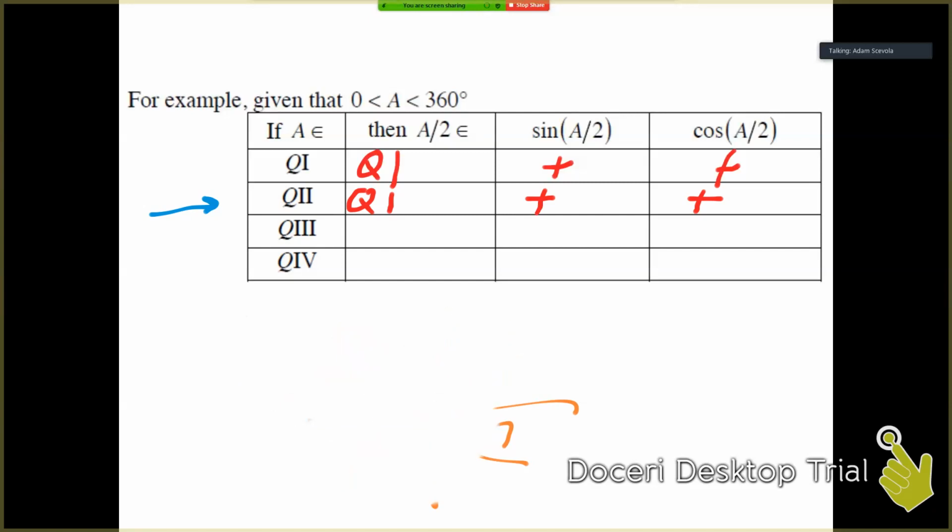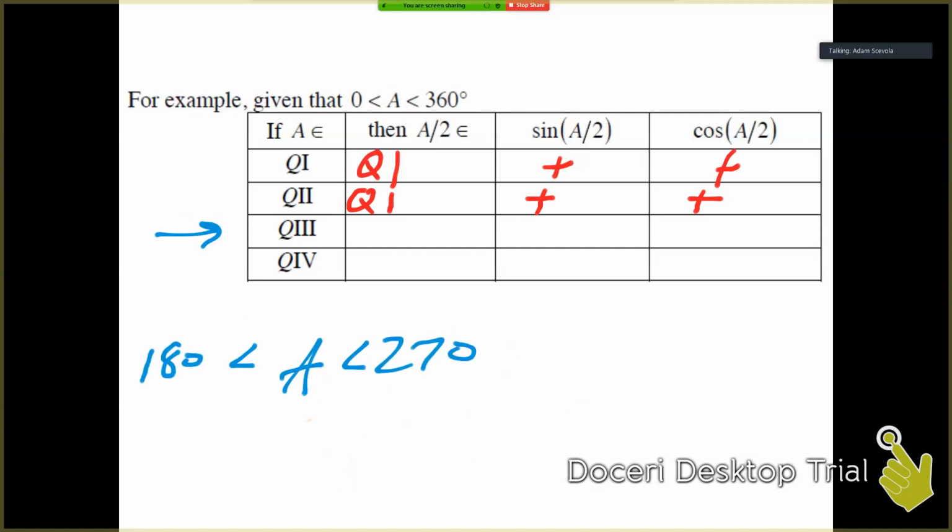All right, so now let's do the same thing for quadrant 3. So in quadrant 3, A would be in between 180 and 270.